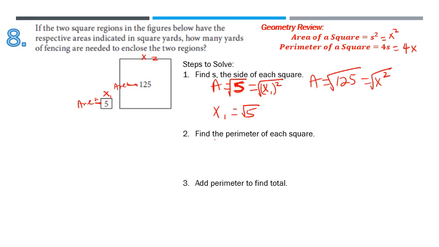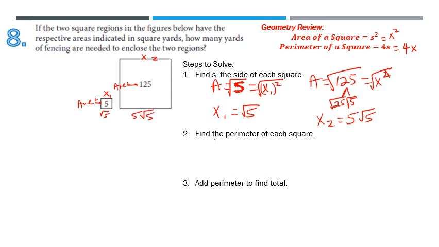Now, 125 isn't a perfect square, but 125 can be simplified. So 125 breaks down to be 25 times 5. I can take the square root of 25, not 5. So the square root of 25 is 5. So we have x2 equals 5 square root of 5. Okay, so we now know the side of each one. So this little guy is square root of 5. This little guy is 5 square root of 5.